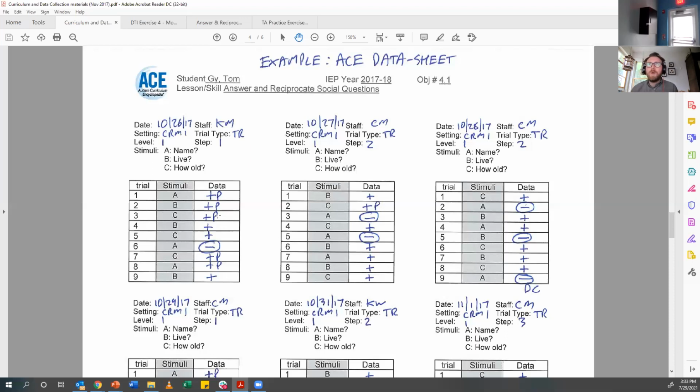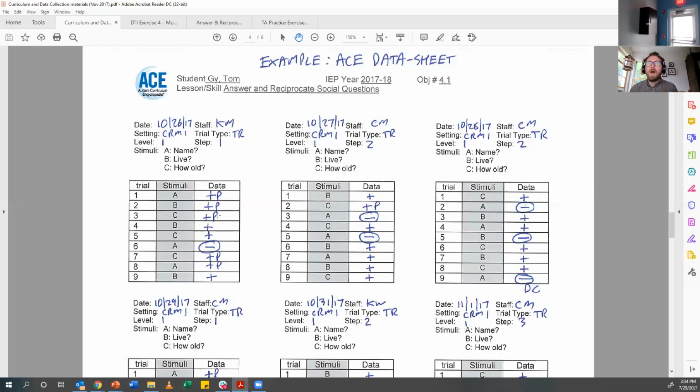Okay, because remember, we are going to wait 2 seconds at this prompt step, prompting step 1, before we deliver the prompt. Okay, so when I'm asking him, what is your name? I'm going to wait 2 seconds before I prompt. In that 2 seconds, he could engage in a response that could be correct, yay, or incorrect, in which case I'll do my error correction. Okay, for that first trial, he did not respond after 2 seconds, so I delivered the prompt. Tom, nice job, Tom. Your name is Tom. I give him a high five.